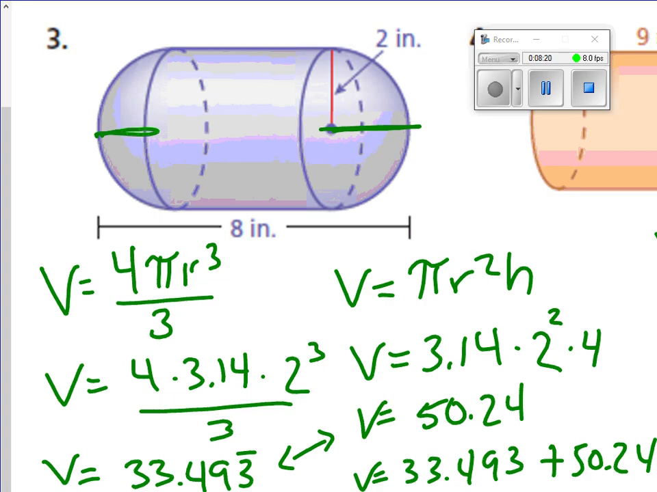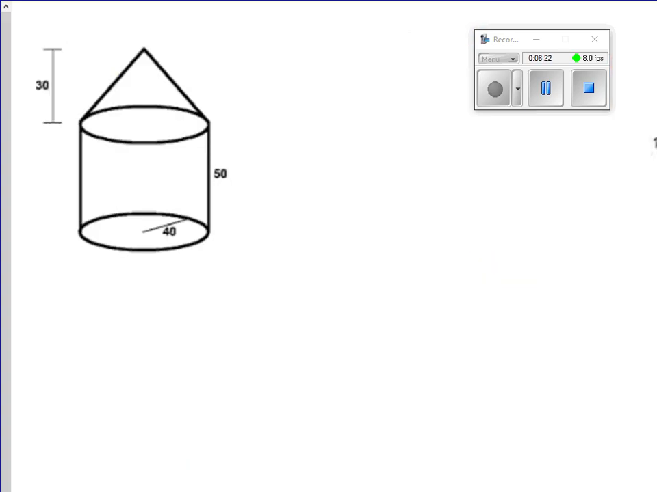All right. So you're going to try these two on your own. Make sure that you are careful, write out each formula, show your work so that we can see where maybe you went wrong. Make sure you have a cone and a cylinder here and a cone and a cylinder there. That's all we have for you.